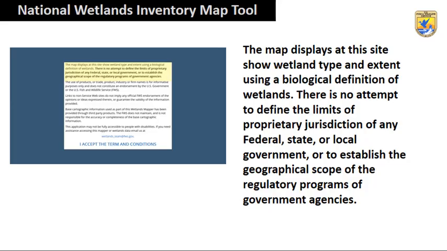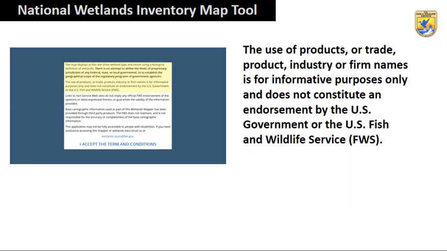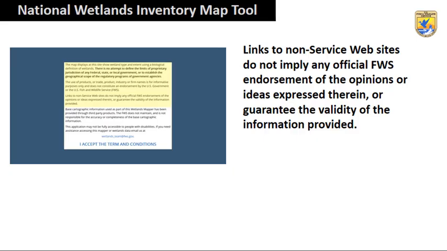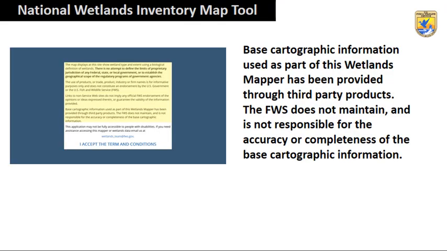The map displays at the site show wetland type and extent using a biological definition of wetlands. There is no attempt to define the limits of proprietary jurisdiction of any federal, state, or local government, or to establish the geographical scope of the regulatory programs of government agencies. The use of trade, product, industry, or firm names is for informative purposes only and does not constitute an endorsement by the U.S. government or the U.S. Fish and Wildlife Service. Links to non-service websites do not imply any official Fish and Wildlife Service endorsement of the opinions or ideas expressed therein, or guarantee the validity of the information provided.